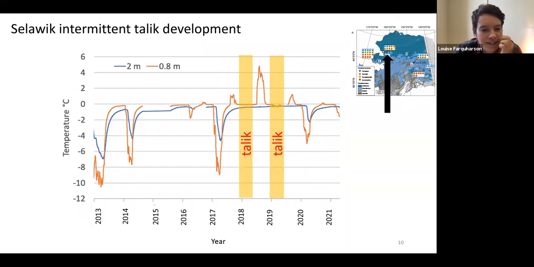Again, we've got year along the x-axis and temperature along the y-axis. At the Bonanza site, there was a very clear trend in warming, whereas at Selawik, for the year preceding talik formation, we had quite a deep freeze at our sensors for 2 meters and 0.8 meters. And then we had talik formation occurring, and then we had refreeze once again in the winter of 2019 to 2020. So this is an example of a site where we have intermittent talik development happening.